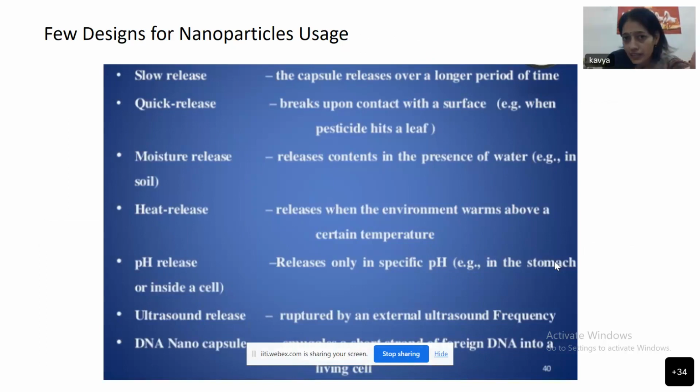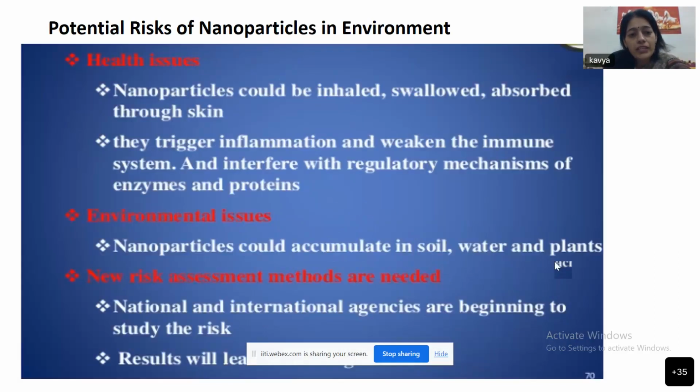Then the few designs. We don't say that technology did not develop itself. The regulation did not, the application did not, the sensitiveness did not, and the awareness did not. But technology kept on stepping up. Technology kept on evolving. For one single nanoparticle, we have so many ways, as mentioned on the screen. We have slow release, quick release, moisture release, heat release, pH release. That means it can be in the stomach or inside the cell. Then ultrasound release and DNA nanocapsule release. So many ways the nanoparticles can be released in the environment or in the target system.